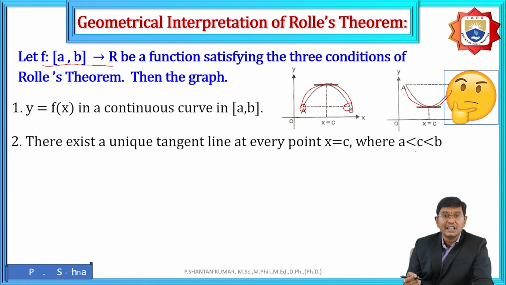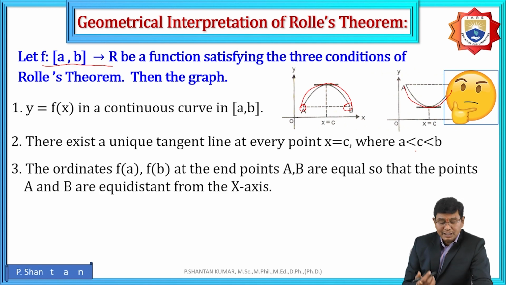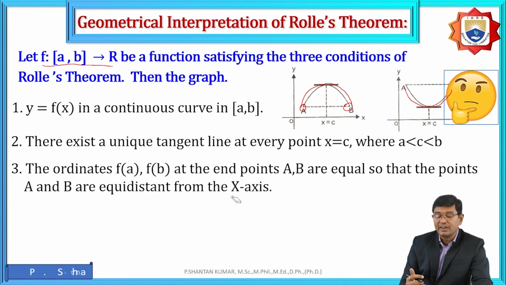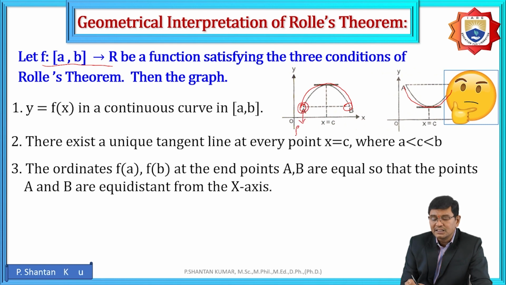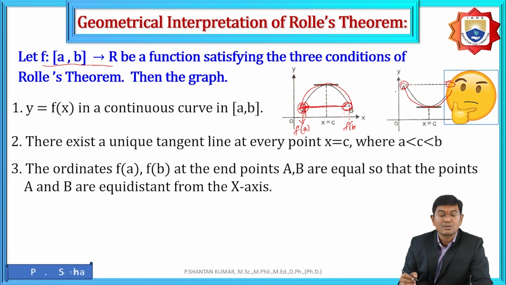That means the tangent existing is nothing but automatically the function is differentiable, and based upon that it is differentiable in the open interval a comma b. And based upon this, the ordinates f of a and f of b at the end points a comma b are equal, so the points a and b are equidistant from the x-axis. That means whatever f of a is, and whatever f of b is, the condition is that f of a is equal to f of b. The distance from here to here, f of a and f of b, are both the same.